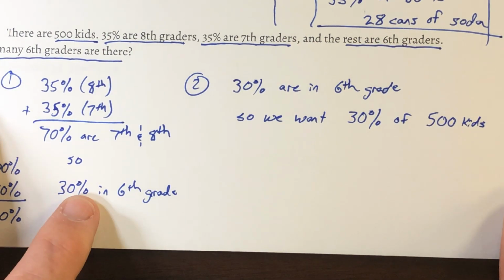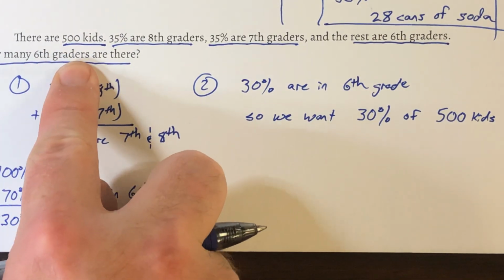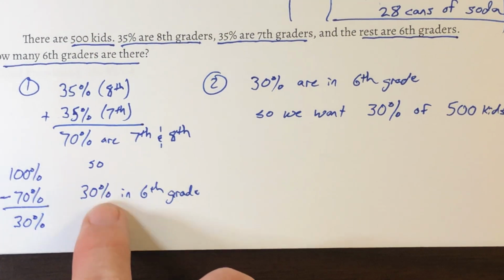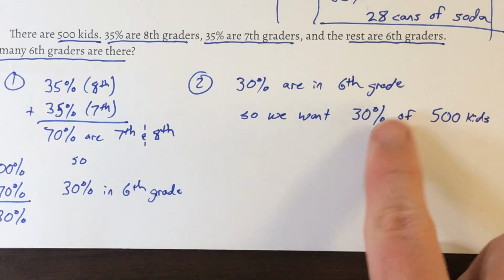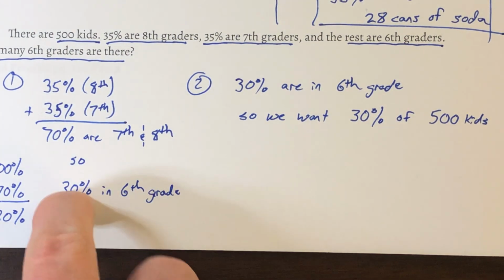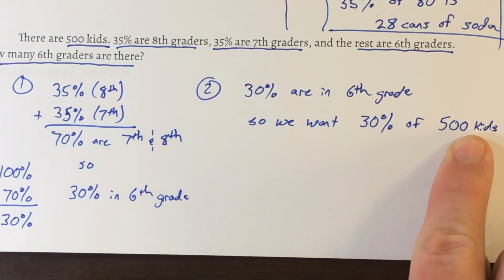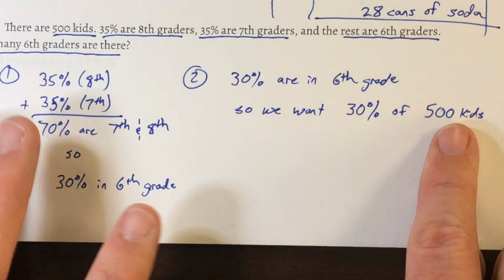Another way to think about this and how to set up your problem. I want to know how many 6th graders there are. If you can find the percent of what you want, that's going to be your problem. I found the percent of what I want. 30% are in 6th grade. So we want 30% of however many kids there are in all, and that's our problem.